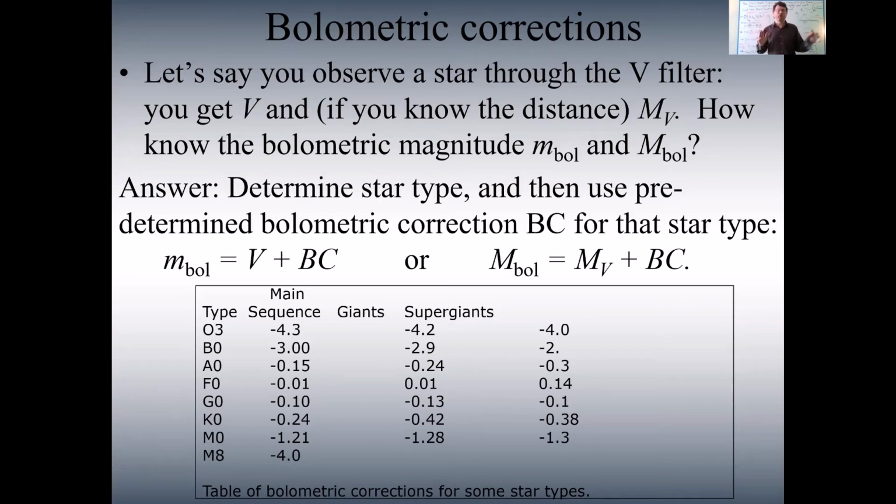Sirius is an A0 main sequence star, or an A1 main sequence star. And so that would tell me what bolometric correction I would want to use. If you know that bolometric correction, you could either add it to the apparent visual magnitude to get m bol, the apparent bolometric magnitude, or you could add it to the absolute visual magnitude, if somehow you had that or saw it in a table, to get the absolute bolometric magnitude. Questions or comments on this?